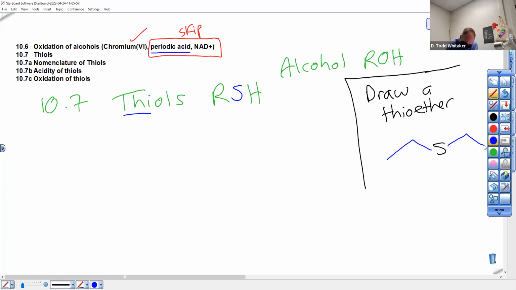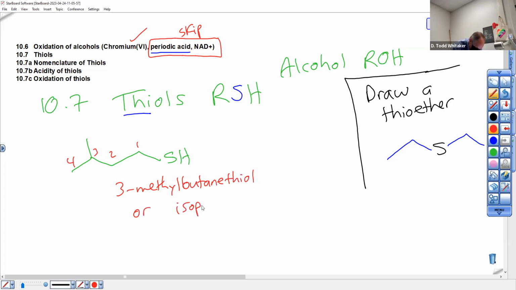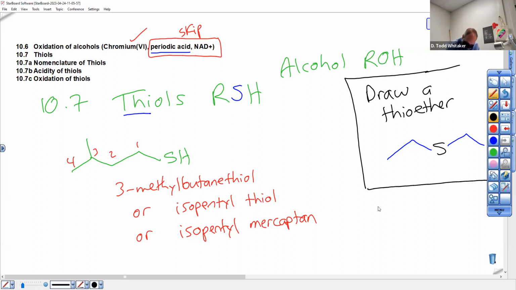What do you need to know about thiols? Well, you need to know how to name them. 1, 2, 3, 4. So you can call it 3-methylbutane thiol, or isopentyl thiol. You choose that way, it's 2 words. Or isopentyl mercaptan. What the? Mercaptan? I think there's an element hidden in there. Mercaptan, yeah. Mercury.